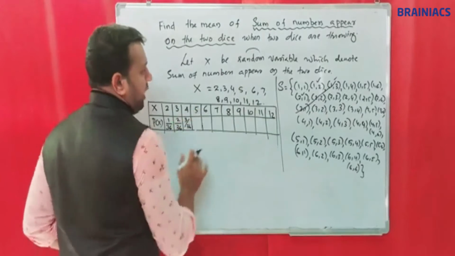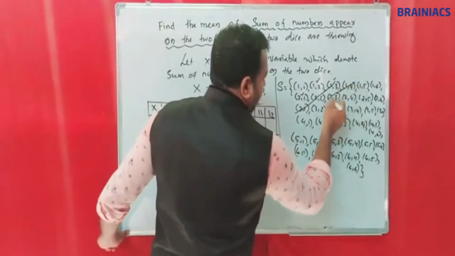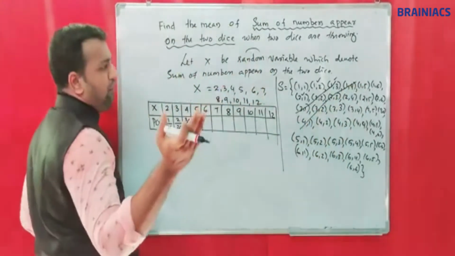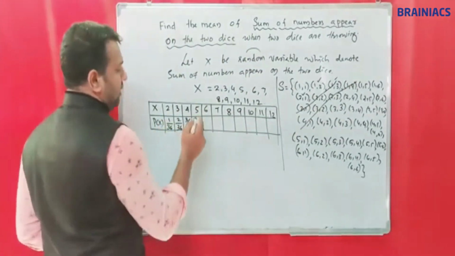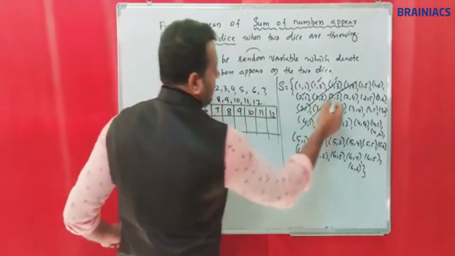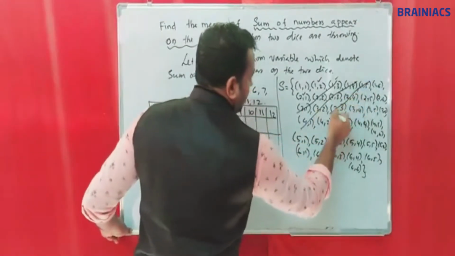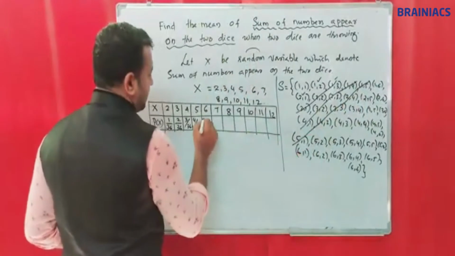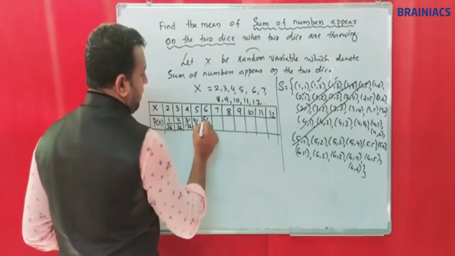And in case of 5, there are 4 cases: 1, 4; 2, 3; 3, 2; 4, 1. Sum 5. So probability is 4 by 36. In case of 6, there are 5 cases. So the answer is 5 by 36 as probability.